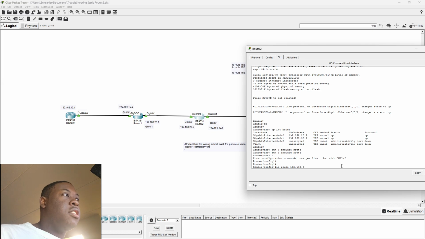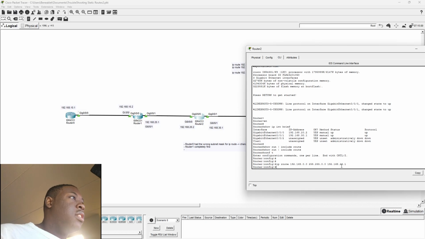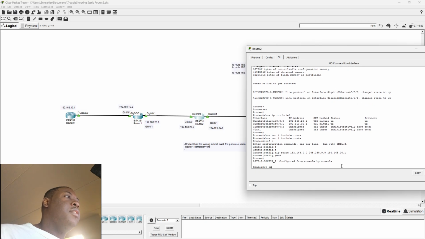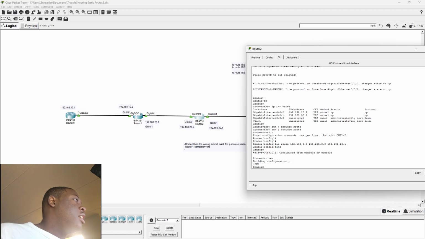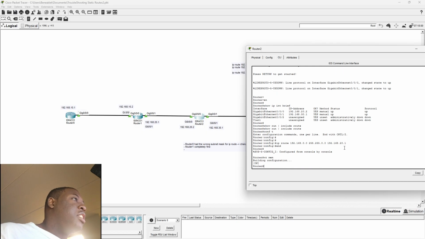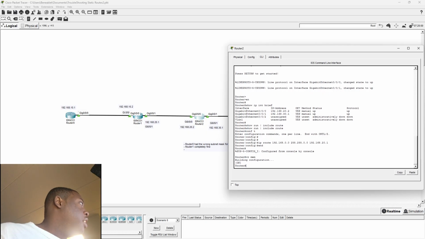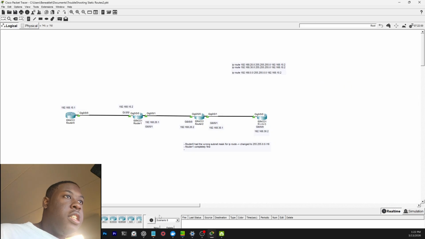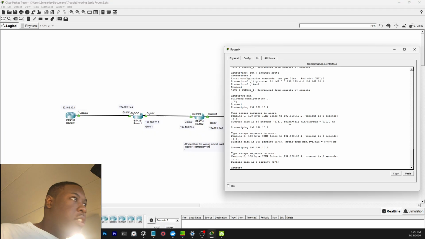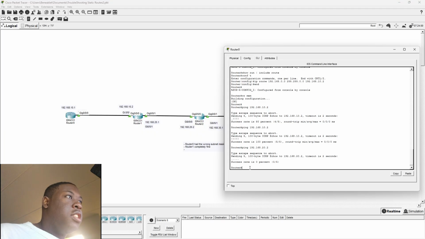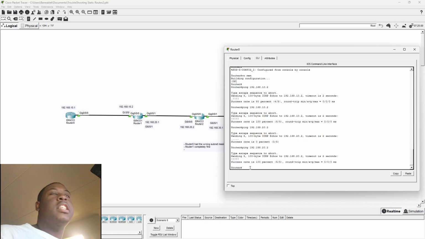192.168. That's 5.92, right? And write memory. So in theory, this should fix our issue. This should fix the ping in the first place. Yes, we can. So now we can ping it.